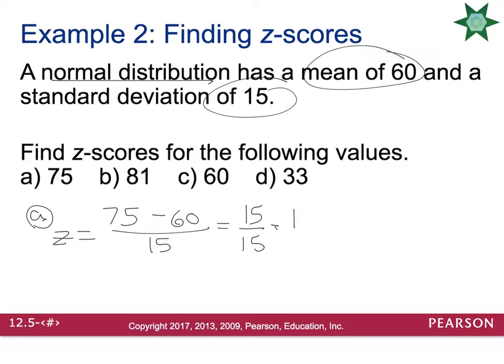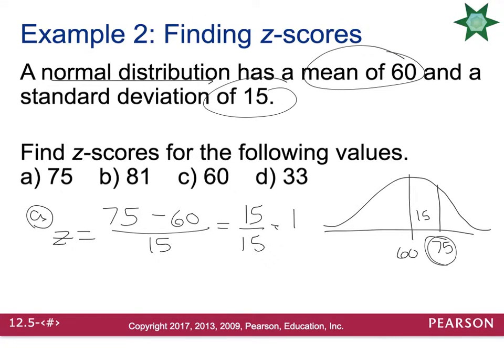If you wanted to see a visual of what that means, your mean is dead center at 60. If you go 1 standard deviation to the right, which is 15 units away, you will have your value of 75. Let's look at another one.